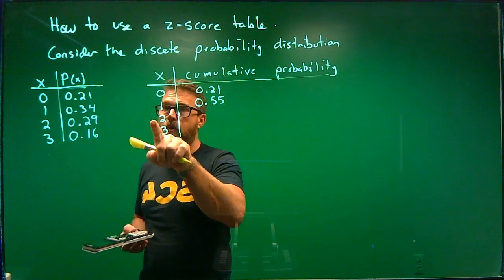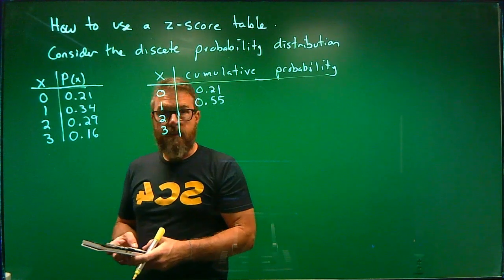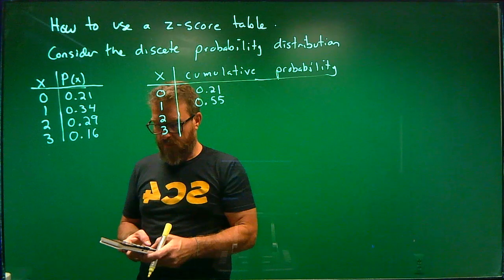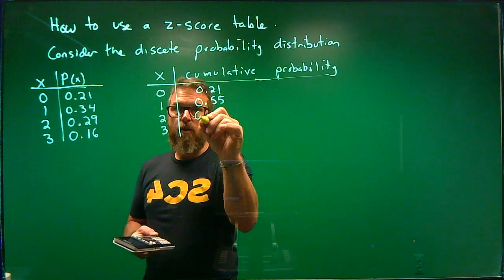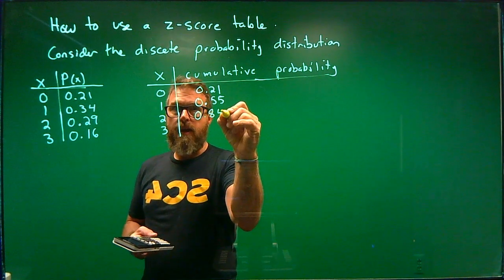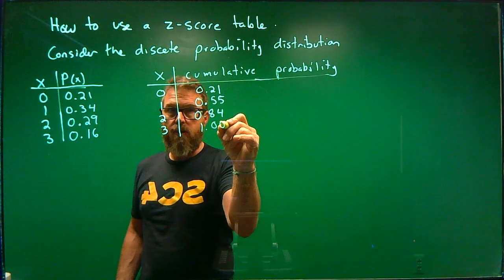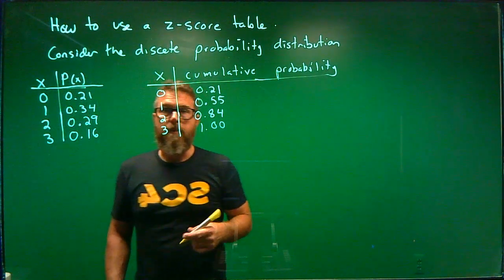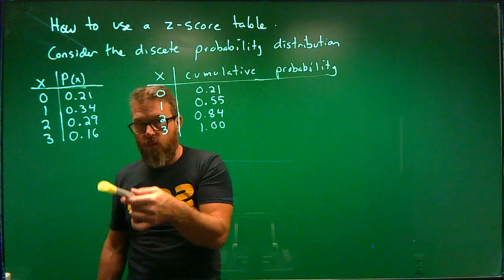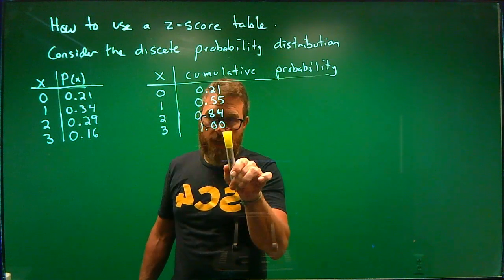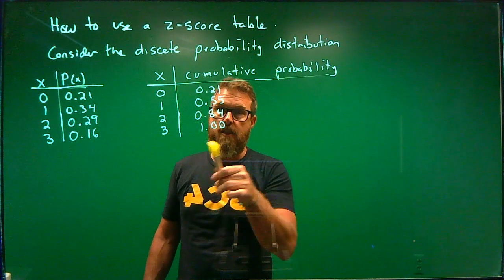Now at 2, I'm going to add this 0.29, which is going to be 0.84. And then finally, I'm going to add this 0.16, which is going to be 1.00. So since it's a probability distribution, we knew that it added all up to 1. And you can see actually that the sum of everything that is 3 or less is equal to 1.